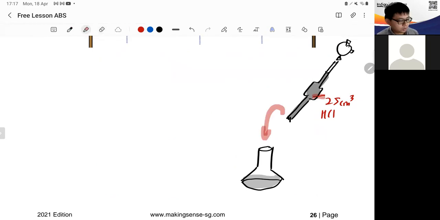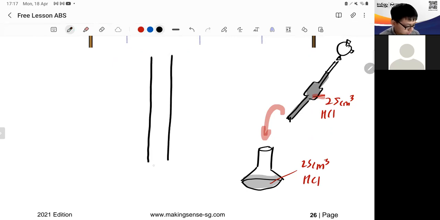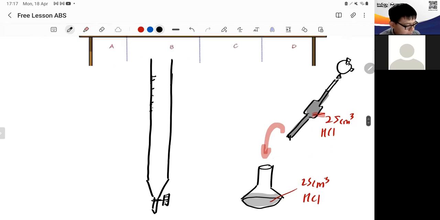Okay. So in this particular flask, now I have 25 cm cube of the acid. Next, I'm going to take a burette. It looks a bit like this with a screw cap at the end and some markings. I'm going to fill it up, hopefully to the max, 50 cm cube with my base.